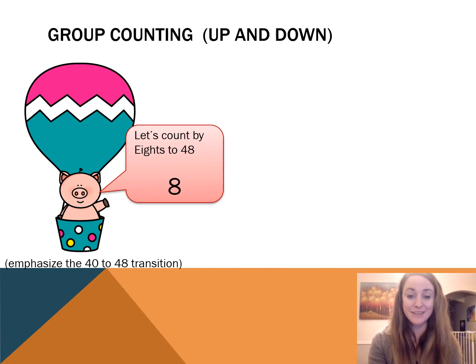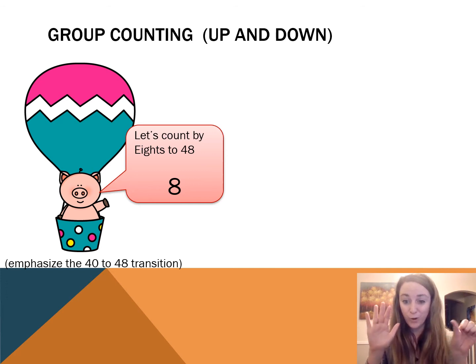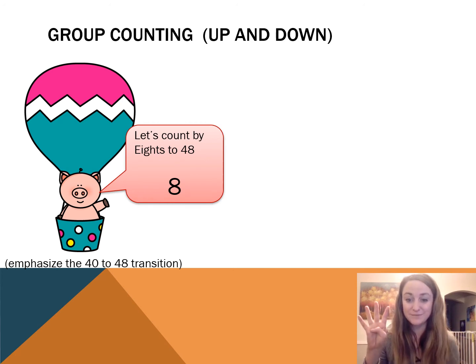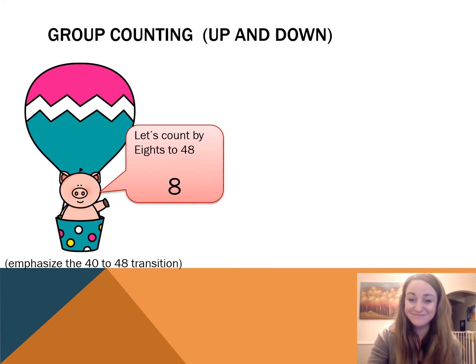Let's count by 8s to 48. Ready? Wiggle it out. Bring it close. Count by 8s to 48 and go. 8, 16, 24, 32, 40, 48. Bring it down. 48, 40, 32, 24, 16, 8, and 0.